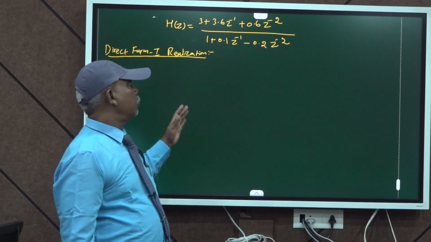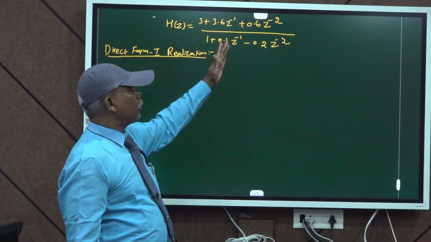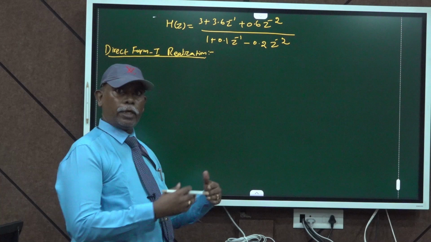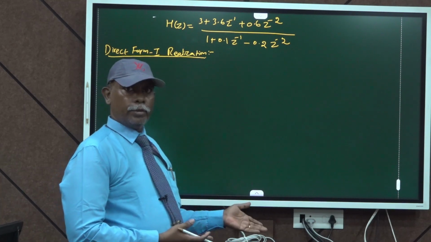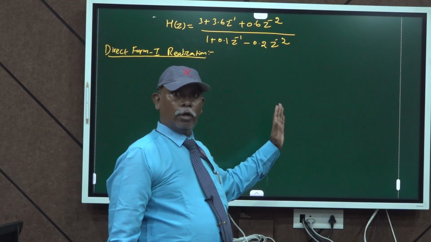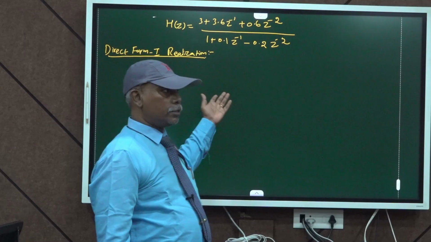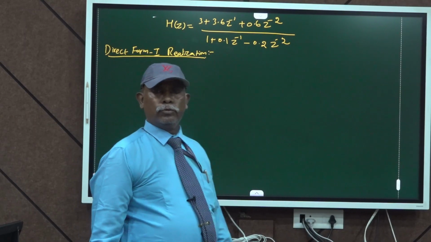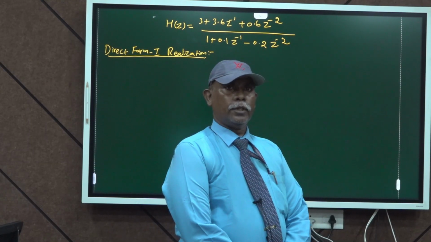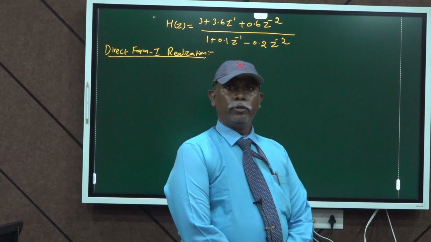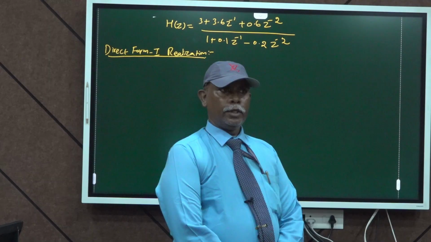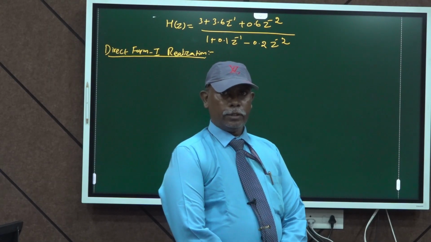How can it be implemented? Please see that. First, the numerator has 2 delay elements. Z power minus 2 is the maximum. You see the maximum number of delay elements in the given transfer function; here it is 2. In the denominator also, the maximum delay element is Z power minus 2. So on the input side as well as the output side, you put 2 delay elements. That is the first thing. Then we are able to construct the filter.